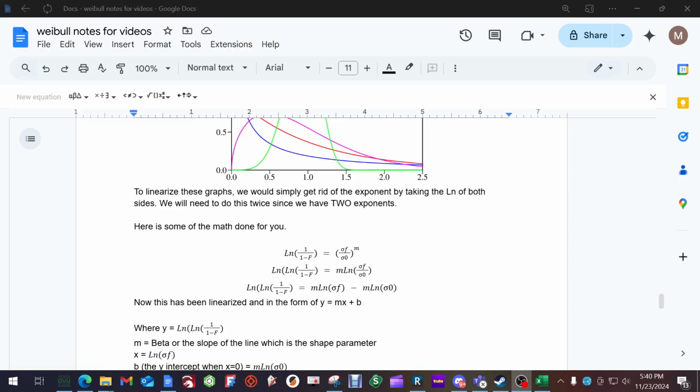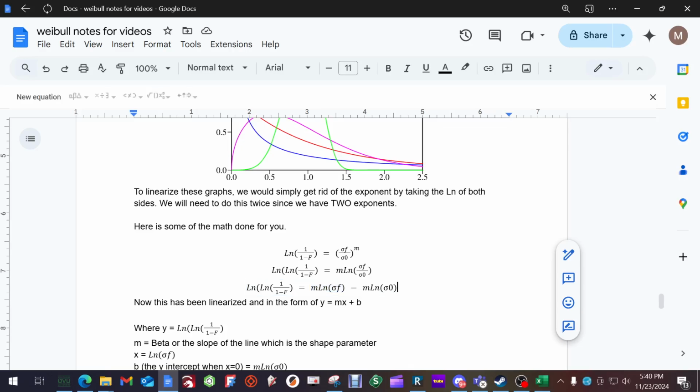Now this is in the form of a line. y is equal to mx plus or minus b, our y-intercept. And that means when all of this is 0, y is going to equal whatever number this is right here. So if I had a line, y is equal to 2x plus 3, and I let x be 0, the y-intercept would be 3. That means that's where the line crosses the y-axis.